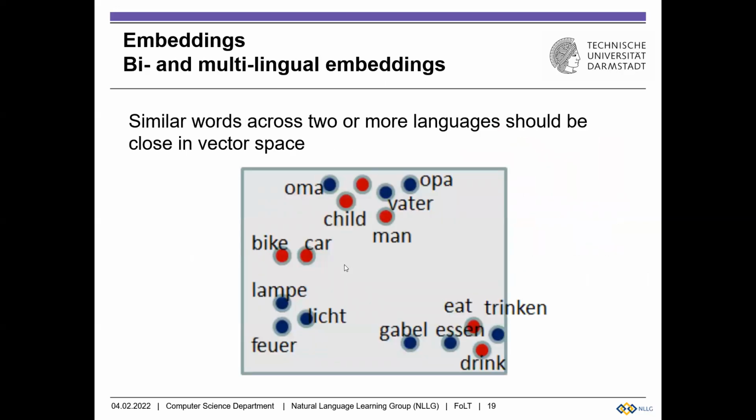So the bi- and multilingual embeddings are very interesting in the sense that they store words from different languages in one and the same vector space, so that not only words that are monolingually similar to each other, such as eat and drink or bike and car, are close by in vector space, but also the correspondences in different languages. So in such spaces, we would see that eat and essen and drink and trinken are close by in the vector space because they represent concepts that are similar across two languages.